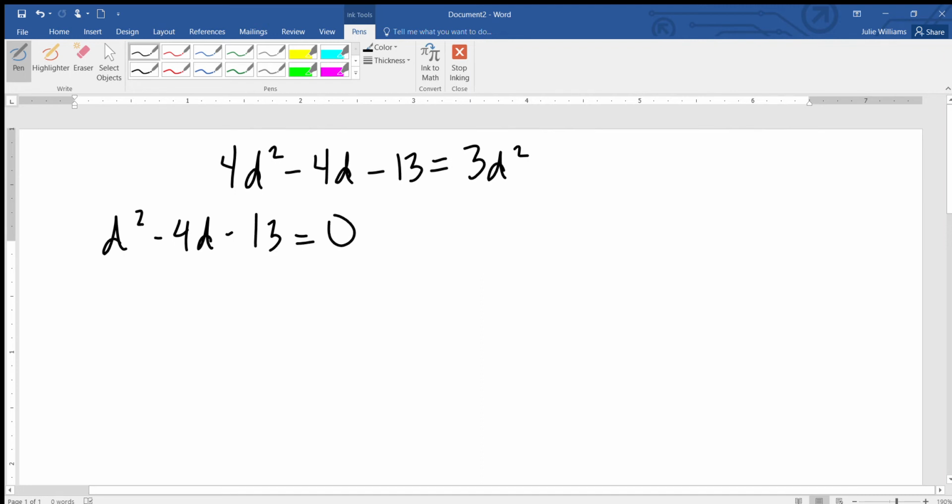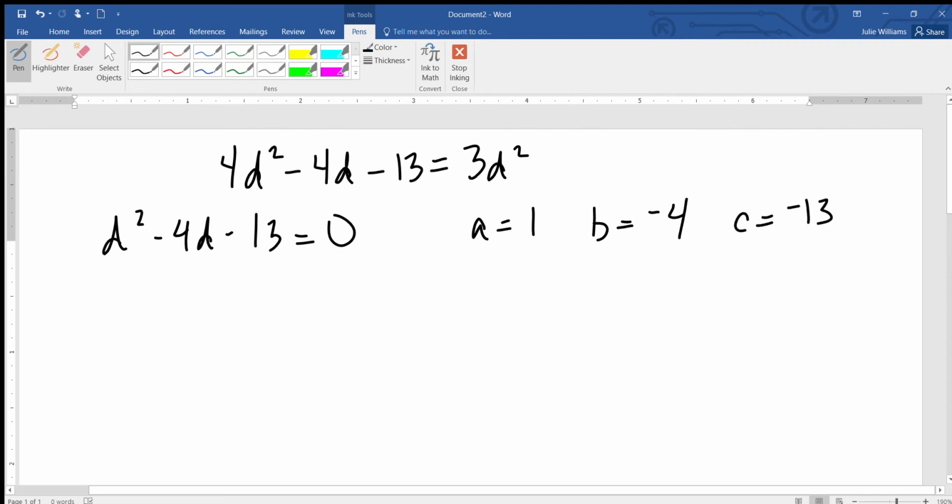And for me, I always try to factor first. So I think of factors of -13, which is prime, so it's just going to be -13 and 1, and vice versa. That's not going to have a sum of -4. It's not factorable. So I'm going to identify the a, the b, and the c. So a is 1, b is -4, and c is -13.